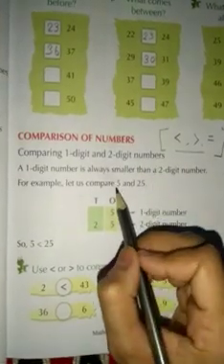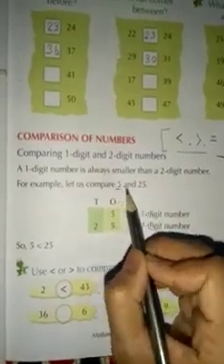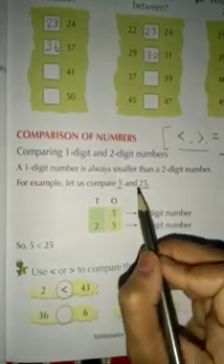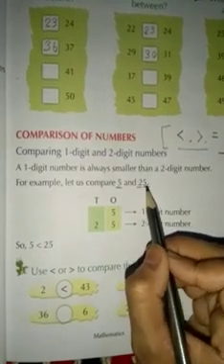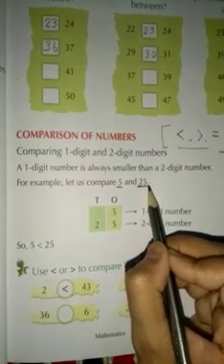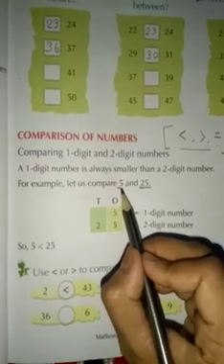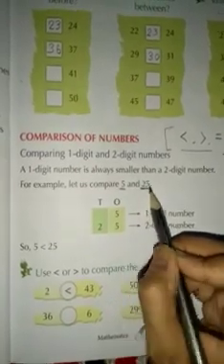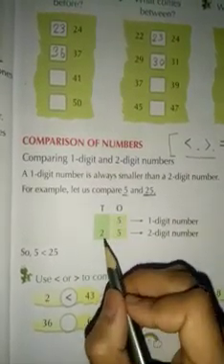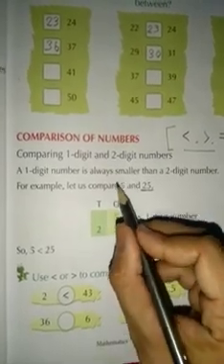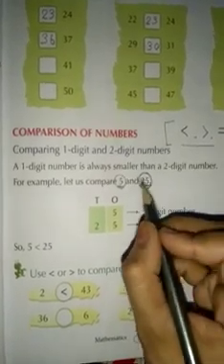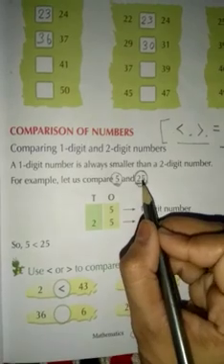Okay. Take for example here we have 5 and 25. So 5 is a 1-digit number and 25, here we have 2 and 5. This is a 2-digit number. 2 is a digit and 5 is a digit. Children, always remember that a 1-digit number is smaller than a 2-digit number. Here we have only one number, so this will be smaller. Here we have 2 numbers, so this will be greater. Okay, 5 will be smaller than 25.